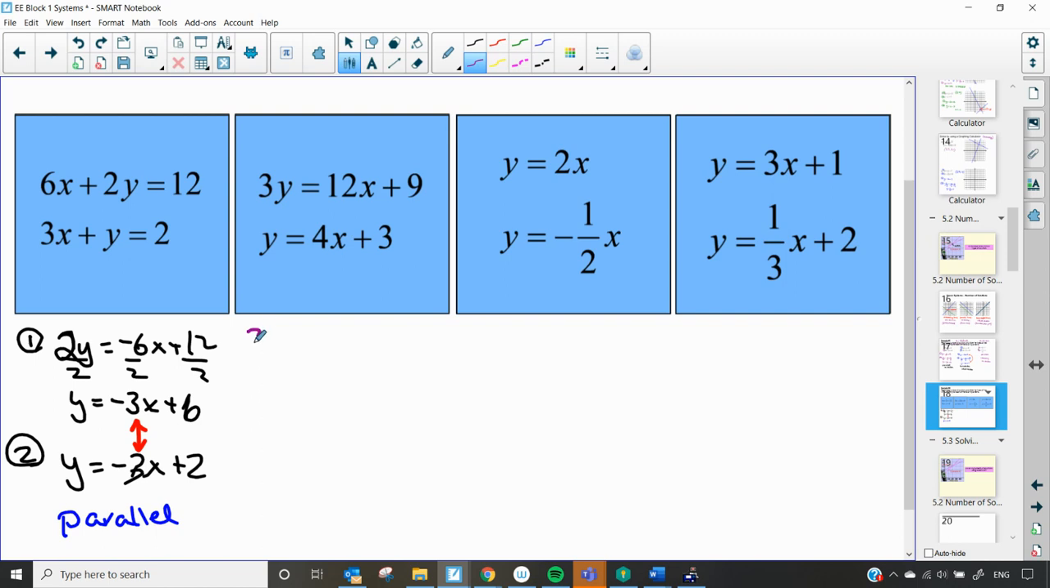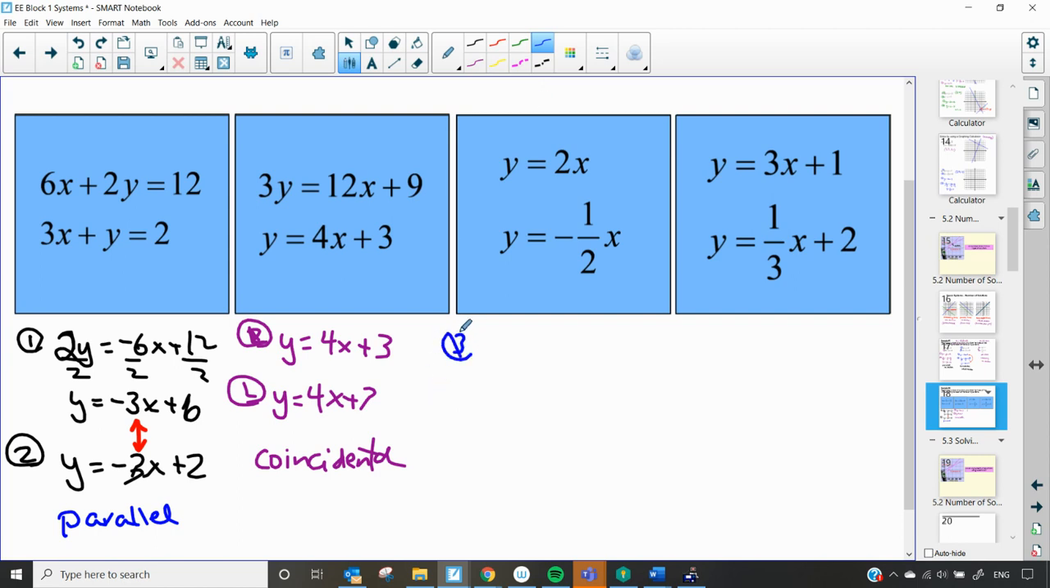Let's take a look at the second one here. Equation number 1, we're going to divide everything by 3. So y equals 4x plus 3. And if you notice, that's exactly the same as the second equation. So these are going to be coincidental. And coincidental means infinite solutions.